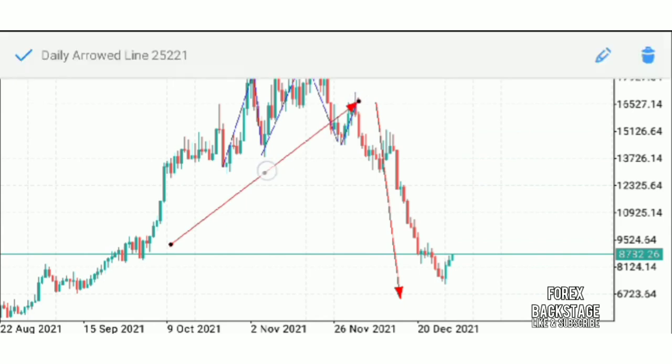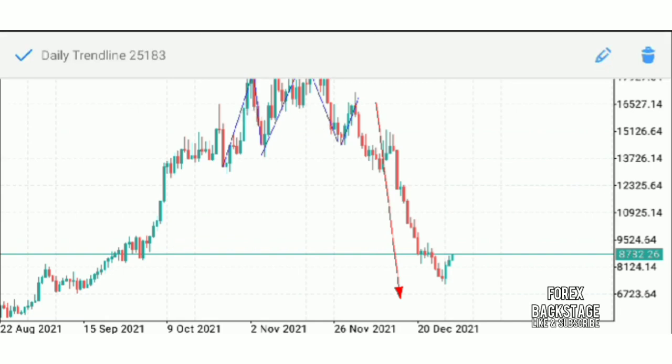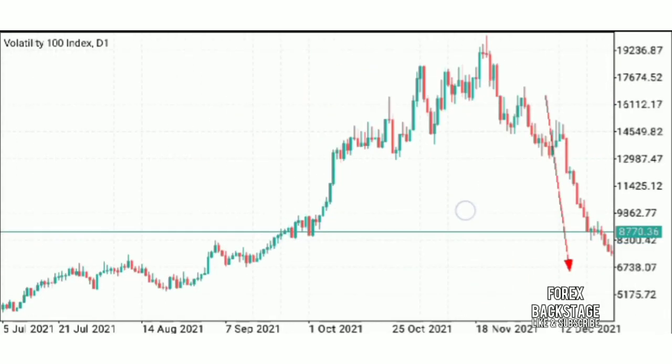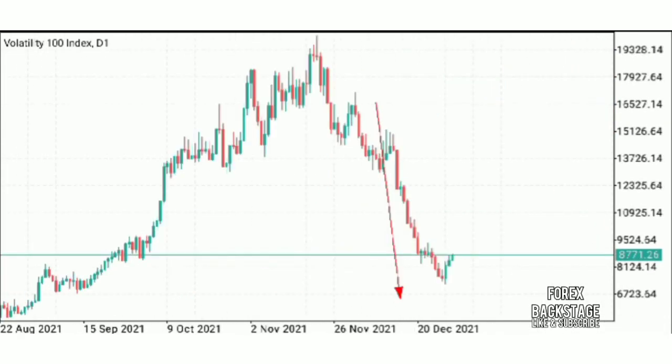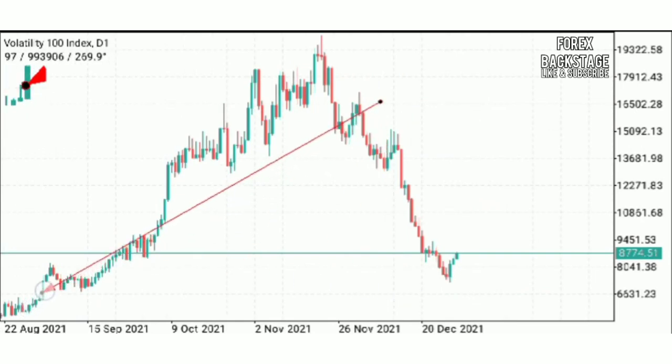So what does a head and shoulder mean? Someone might ask. It simply means that price is failing to make continuous higher highs and higher lows, as compared to this movement here. Let me show you. We have a low here, a higher high, a higher low, a higher high, a higher low, a higher high. So price is failing to make continuous higher highs and higher lows.